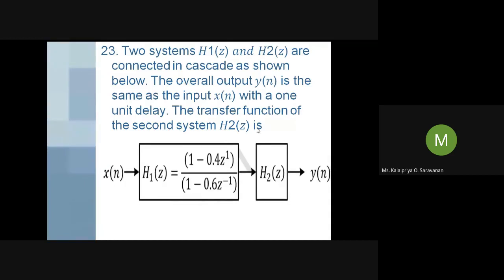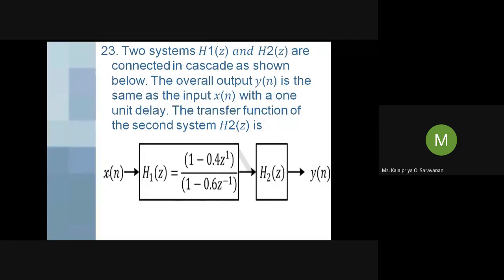So what they have given you here is this picture depicted here. Now this is a cascaded system. There are two systems called H1 of Z and H2 of Z, and they are connected in cascade. What they are asking you to calculate here is the transfer function H2 of Z. They've given one more point here: the overall output Y of n is the same as the input X of n with 1 unit delay.